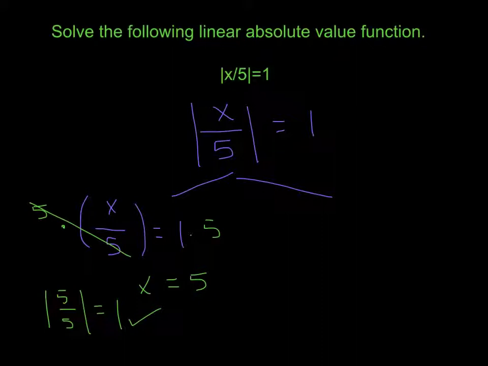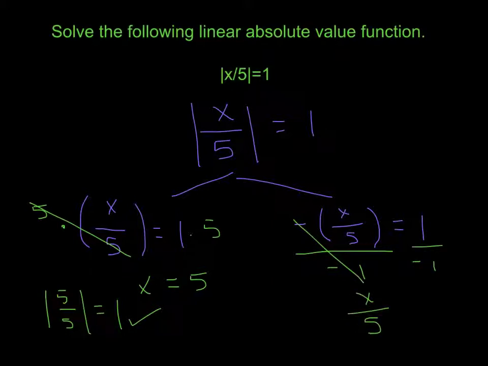And then we must look at the second alternative, which is if the absolute value quantity was negative. So what happens when we have a negative x divided by 5 equals 1? We would first divide both sides by negative 1 to get rid of the negative sign. And that would leave us with x divided by 5 equals negative 1. So we'll multiply by the denominator. And that gives us, I'm going to go back up here, x equals negative 5.